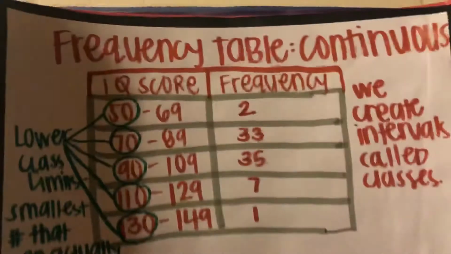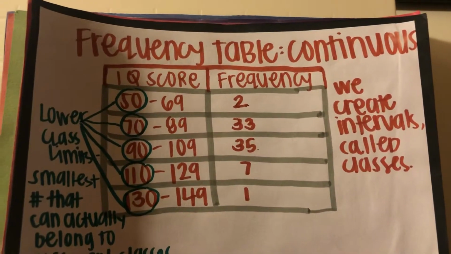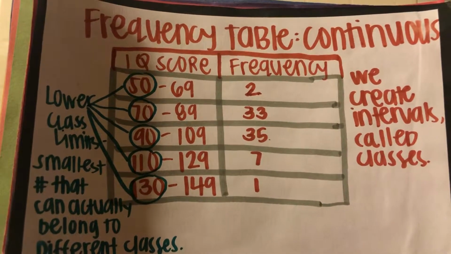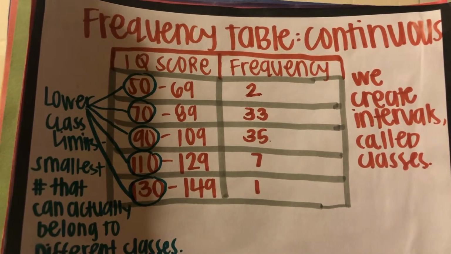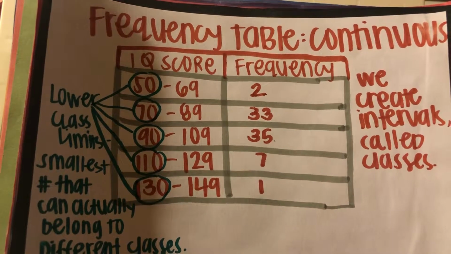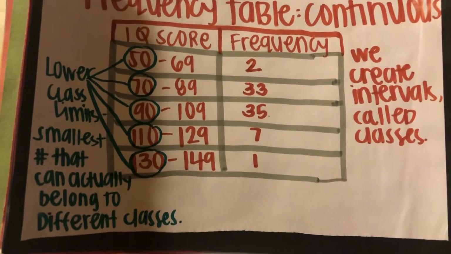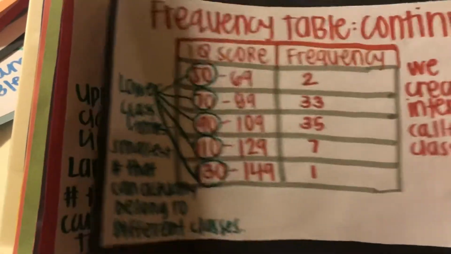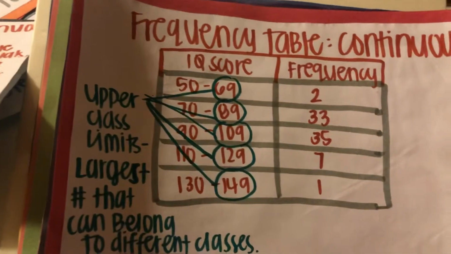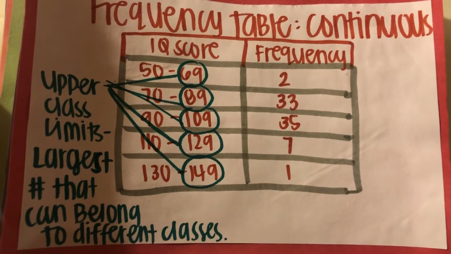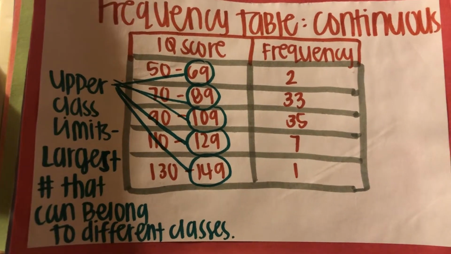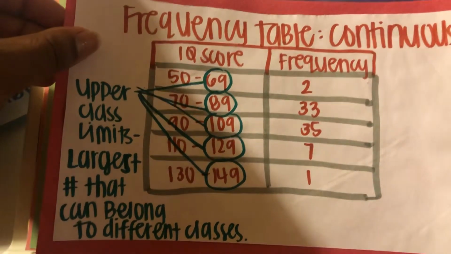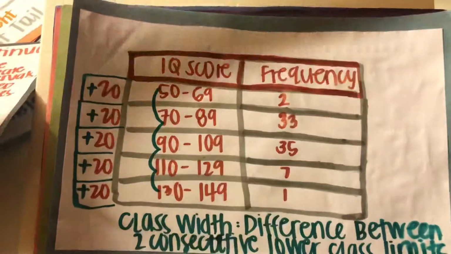Here are the frequency tables for continuous data. We're going to look at IQ scores. On the left side, there's the IQ score and the frequency, and we set them up in groups. The lower class limits are the ones with circles, the smallest number that can actually belong to each class. We create intervals called classes. Upper class limits are the largest number that can belong to each class. And on the right side, you see the frequency, how many people scored that IQ in each class.